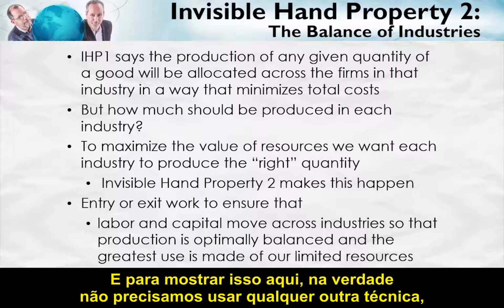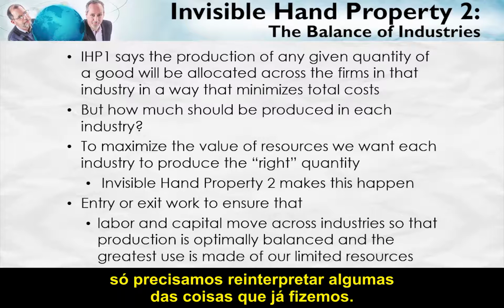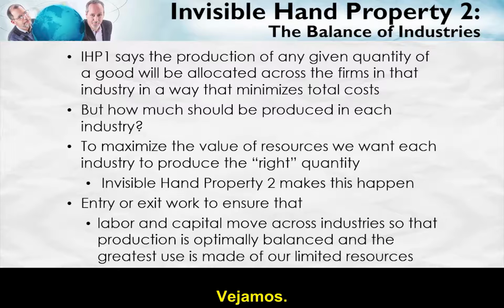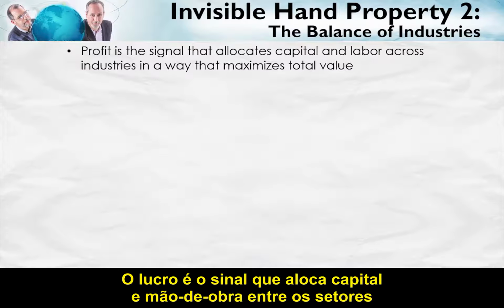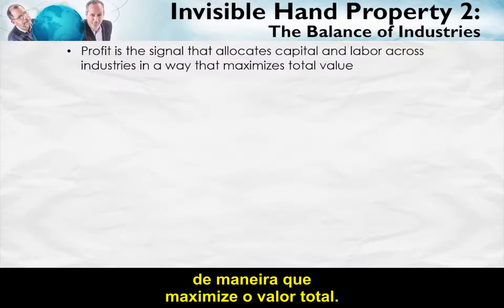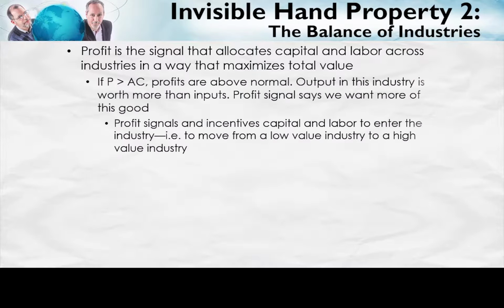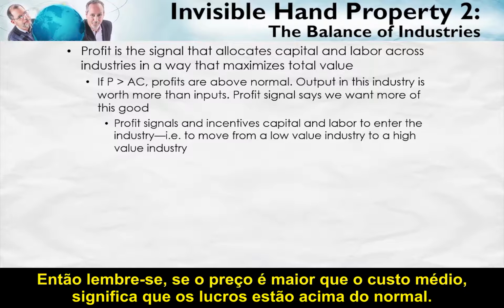And here, to show this, we actually don't need to use any more techniques. We just need to sort of reinterpret some of the things which we've already done. Let's take a look. Profit is the signal that allocates capital and labor across industries in just such a way that maximizes total value. So remember, if price is bigger than average cost, that means that profits are above normal.